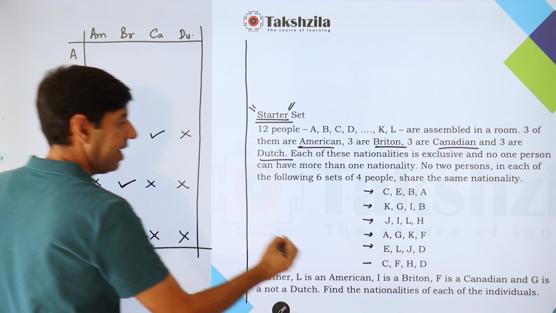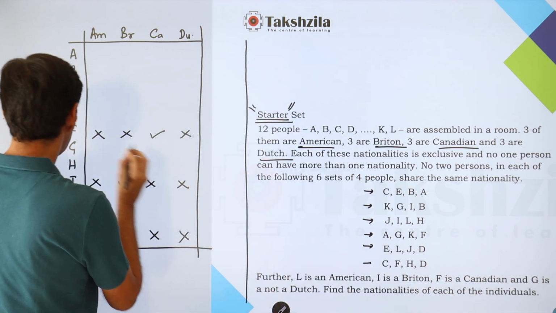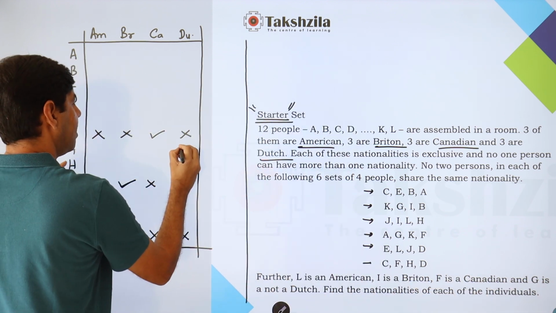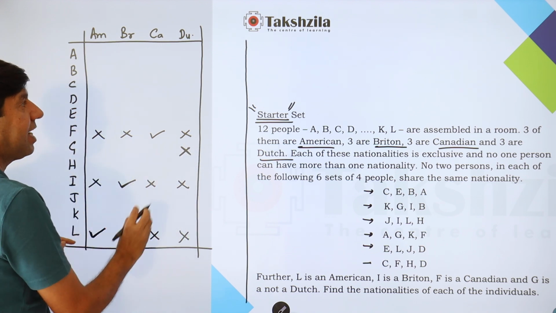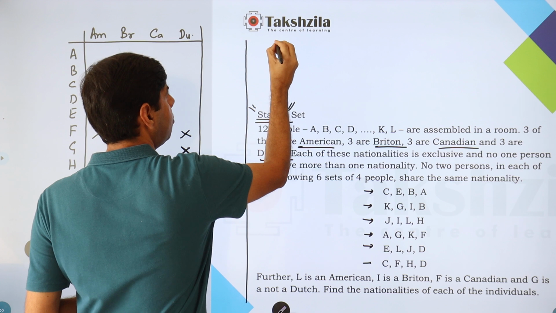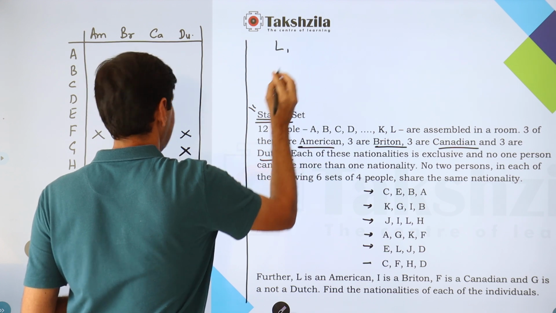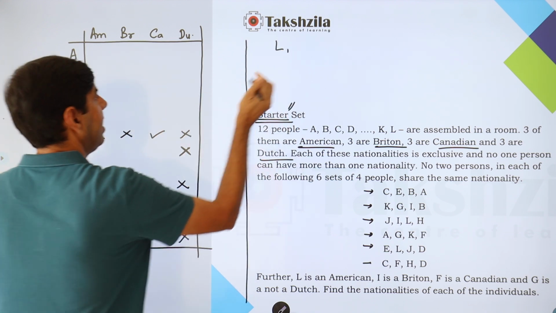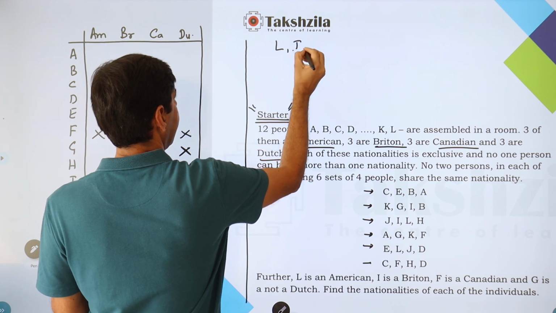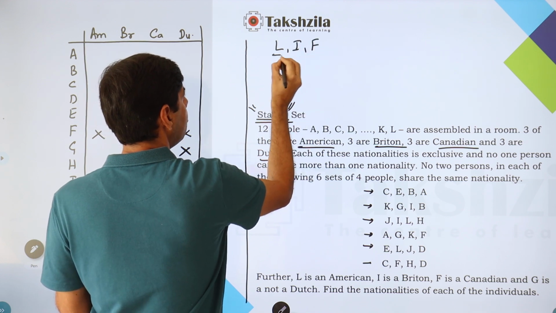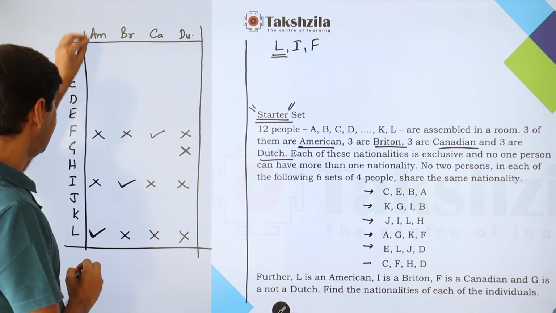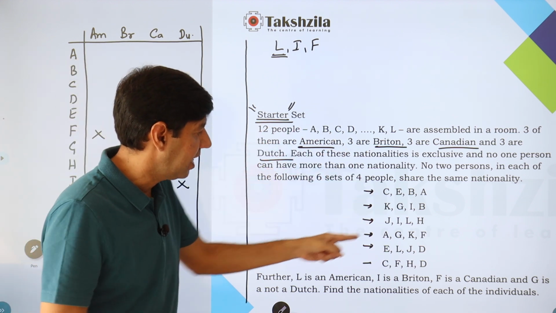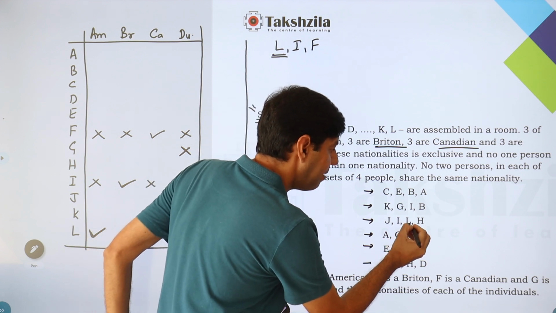And it says G is not Dutch. So G is not Dutch. The not does not help me as much. And now the ticks that I put, I'll just make a note of it somewhere in the margin: L, I and F. So I'll start with L now. Wherever there's a tick, there's a lot of information. So L is an American. So I'll go to this set and I'll find L.